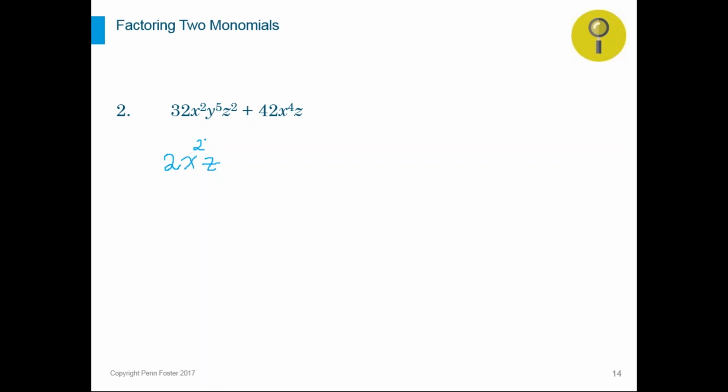I'm not done. I need to factor. Factoring means that you need to divide each monomial over the greatest common factor. 32 divided by 2 is 16. X squared over itself is a 1. Y to the fifth over nothing over 1 is itself. And then z squared over z, 2 minus 1 is 1, so it's z to the first. And then I cannot forget our plus sign.